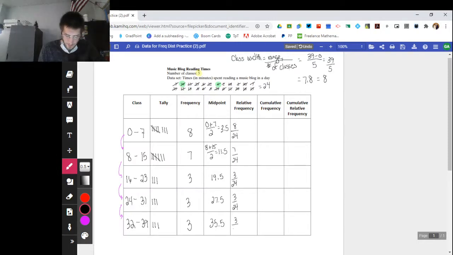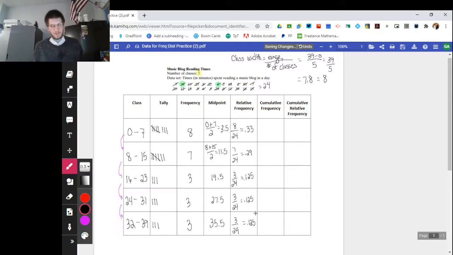And you can either keep them in fraction, decimal, or percentage form. I'm going to change all mine over to decimals. So if I do 8 divided by 24, let's just round to 2 places. Let's say that's 0.33. 7 divided by 24 is going to give me 0.29. 3 divided by 24 is 0.125. So that's all the rest of these. And that's my relative frequency.